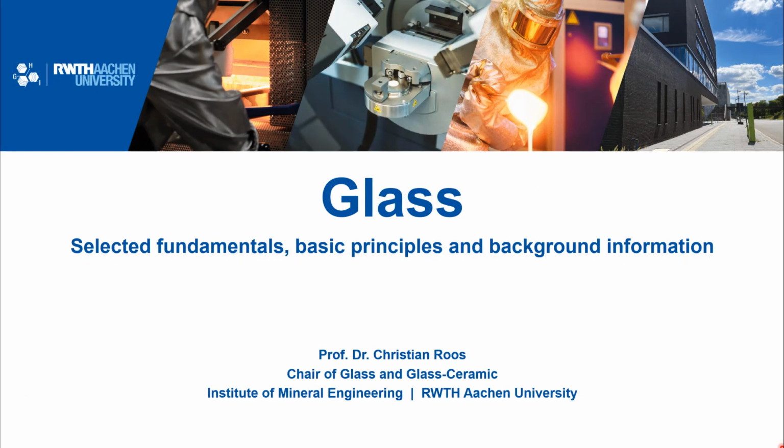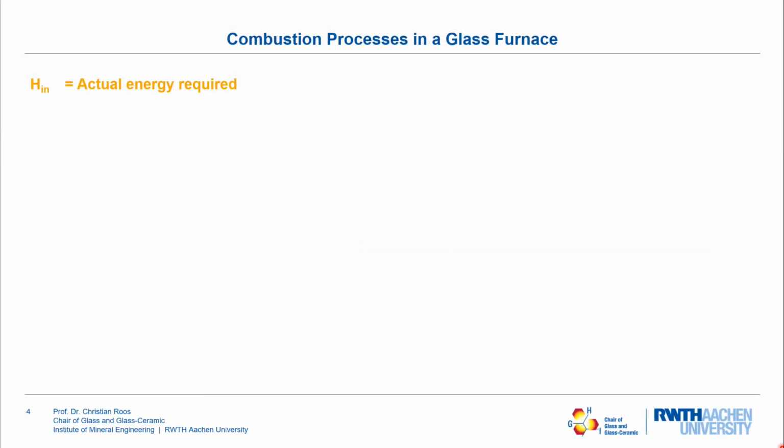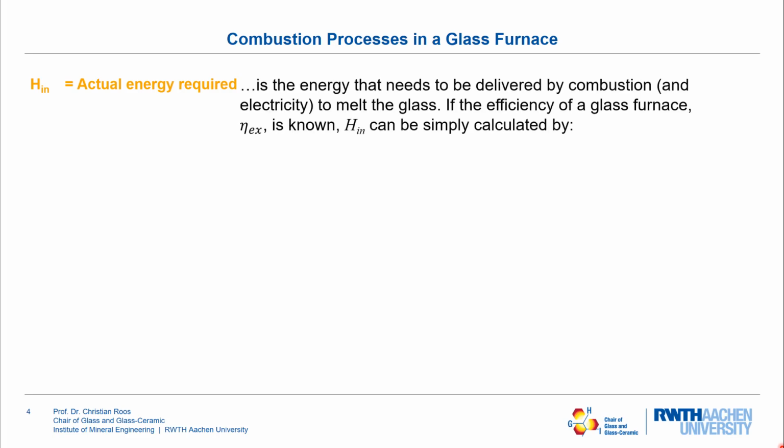The topic for today's video is the principle of combustion calculation. As explained in a previous video, the actual energy required, H in, is the total energy that needs to be delivered by the combustion process to melt the glass. It comprises the exploited heat and the heat losses. And if the efficiency of the glass furnace is known, H in can simply be calculated by dividing the exploited heat by the efficiency of the furnace.